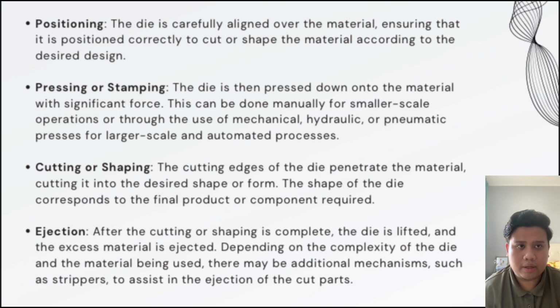Pressing or stamping. The die is pressed down onto the material with significant force. This can be done manually for smaller scale operations or through the use of mechanical, hydraulic, or pneumatic presses for larger scale and automatic processes. Cutting or shaping. The cutting edge of the die penetrates the material, cutting into the desired shape or form. The shape of the die corresponds to the final product or component required.